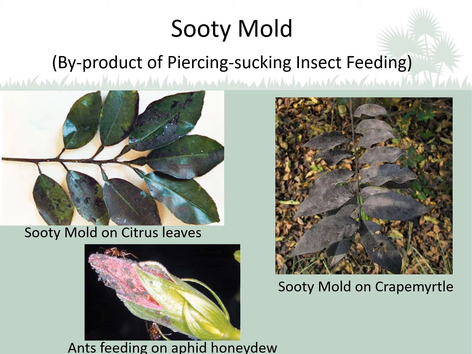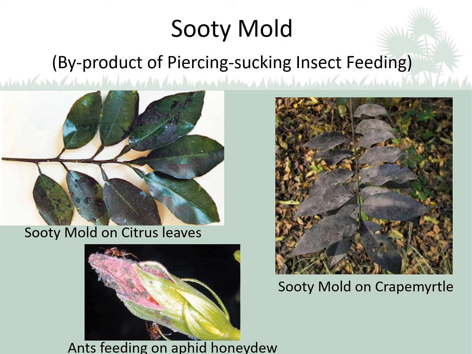So what we have here is sooty mold that is not the problem, but sooty mold is a symptom that there's got to be some source of honeydew on this plant. So when you start seeing black stuff on your citrus or on your hibiscus or on your camellia, you've got a pretty good idea there's a piercing, sucking insect issue developing there.